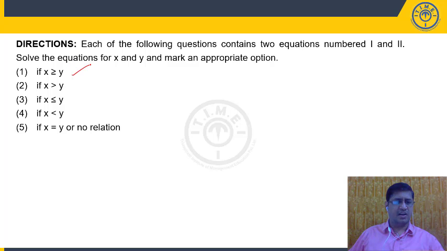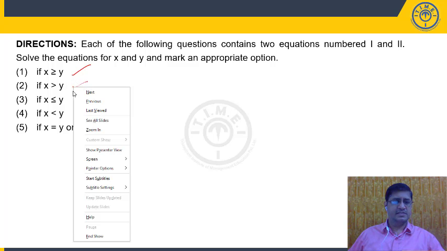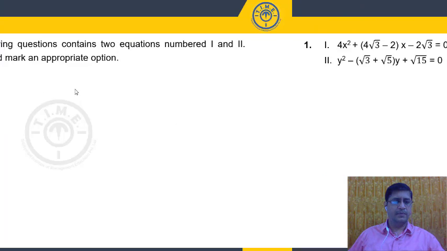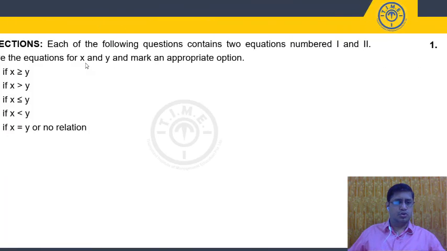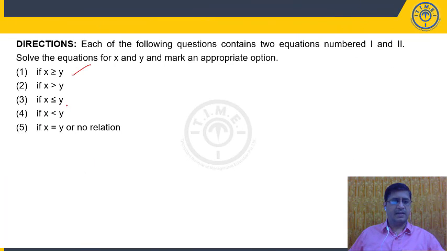If x is greater than or equal to y, mark choice 1. Mark choice 2 when x is greater than y. Choice 3, x less than or equal to y. Choice 4, x less than y. And choice 5, x and y are both equal or there is no relation. Okay, based on this, we need to mark the answer choices.